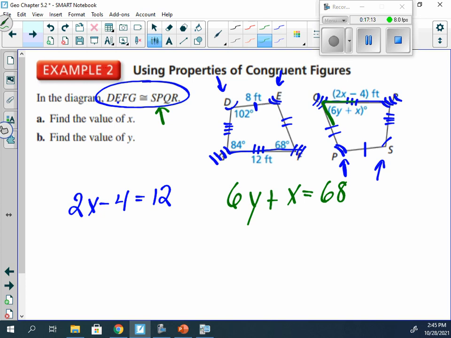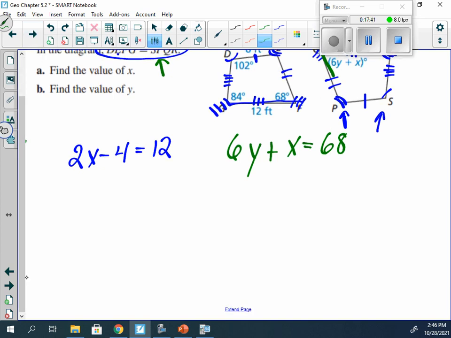Now, this one in green has how many variables? 2, because here we have 6y and x. In Algebra 1, did you ever solve for 2 variables at the same time? No, we can only solve for 1 variable at a time, yes? The other equation, we have 2x minus 4 is equal to 12, yes? Can we solve that for the value of x? Yes.